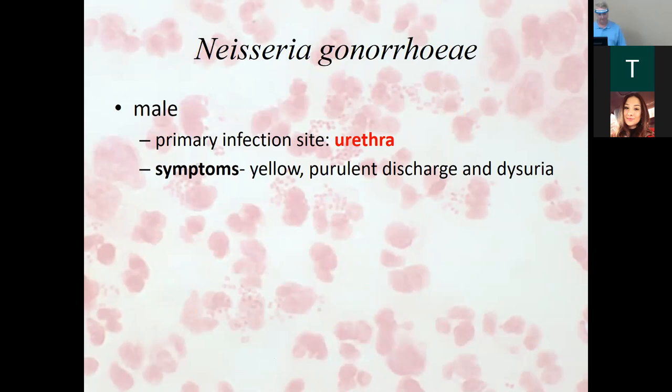The male, we can shorten it up. Primary infection, urethra, symptoms, yellow purulent discharge, and I'm not happy, doc. Something is amiss. Something is wrong. This is not normal. What is wrong with me?